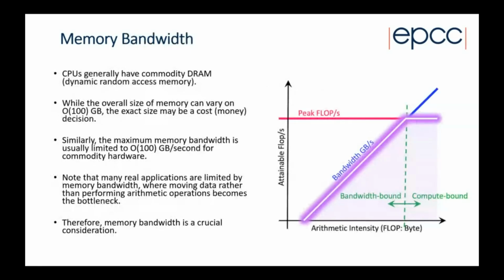The other thing we might care about in terms of hardware design is memory bandwidth. So CPUs generally have commodity DRAM, dynamic random access memory, while the overall size of the memory can often be of order around 100 gigabytes. Modern HPC hardware is getting up towards a terabyte per node, but still order of 100 gigabytes is sensible. The exact size is a cost decision about how much you can afford, because especially at the moment it's exceedingly expensive. You can blame AI for that one if you so choose to. Similarly, the maximum memory bandwidth is limited to hundreds of gigabits per second for commodity hardware.